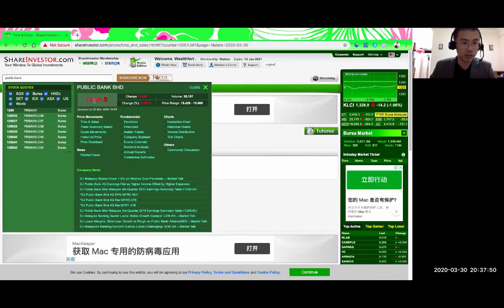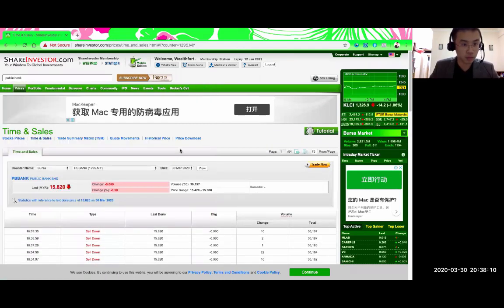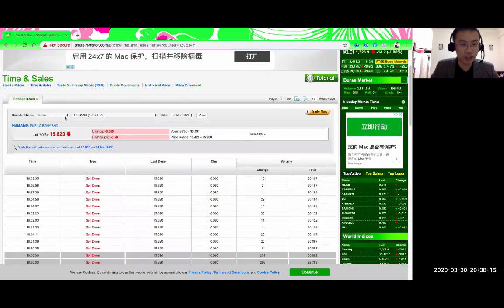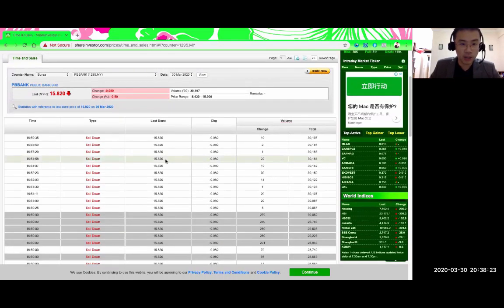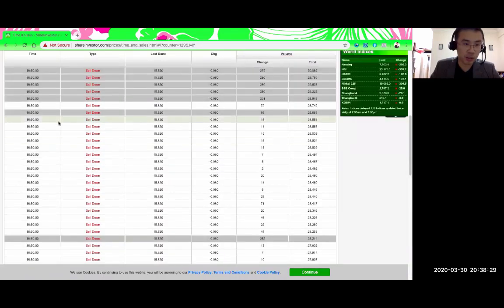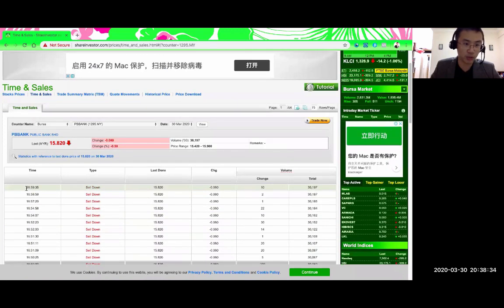You see Public Bank today, the share price is 15.82. Just click time and sales. Oh, it's up, didn't notice. So you see, time and sales will give the data as of which point of that trading day how many sales were done. For example, there are about 54 pages. This page shows you the latest, before the market close.